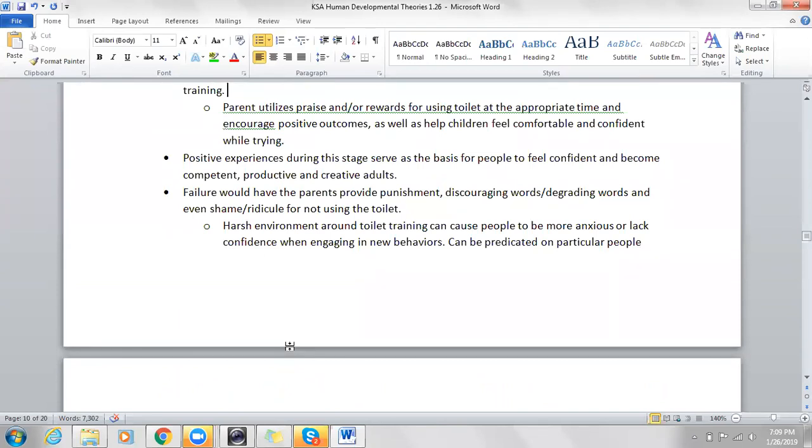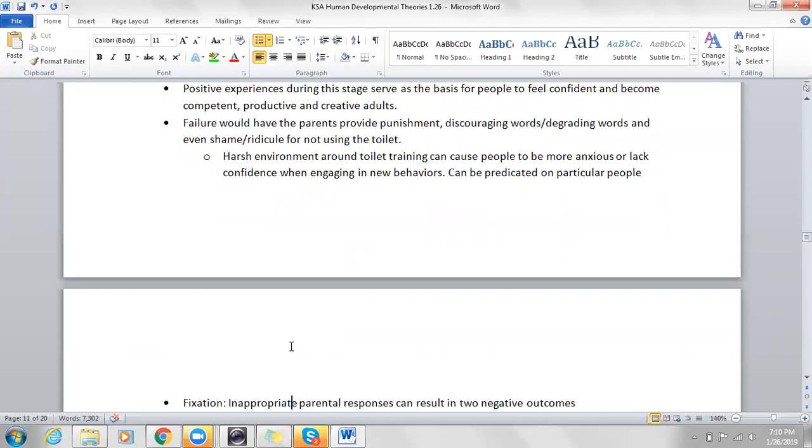Failure would have the parents provide punishment, discouraging words, degrading words, and even shame or ridicule for not using the toilet. So that's how we typically create fixations here. Said in less wonky terms, harsh environments around toilet training can cause people to be more anxious or lack confidence when engaging in new behaviors, which can be predicated on particular people. If we have a bad relationship with one caretaker who is a lot more rude to you, you'll be a lot less likely to engage in new behaviors around that person rather than someone that makes you feel comfortable and confident in yourself.